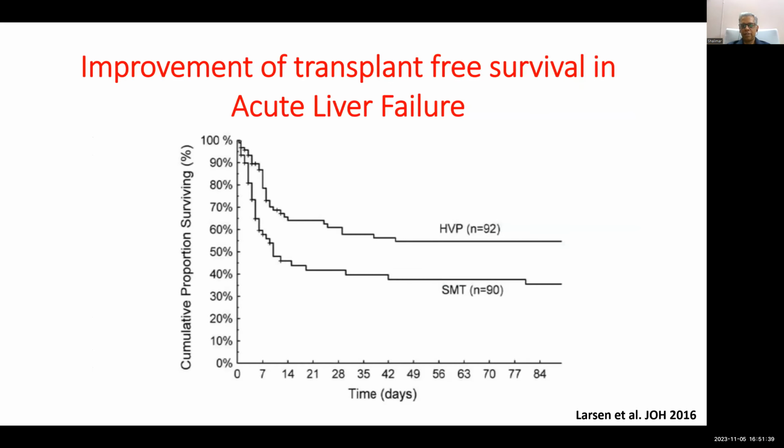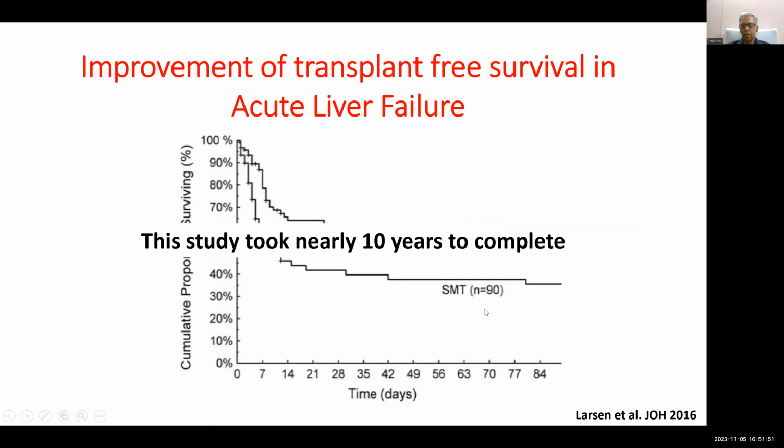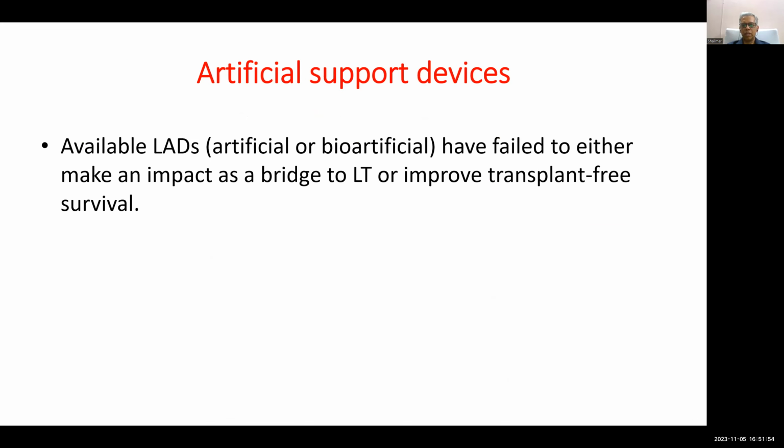There is one randomized control trial, a multicentric study from Europe, which showed that the use of high volume plasma exchange compared to standard medical therapy has been associated with improvement in the outcome. But we still need more data regarding the use of plasma exchange in routine management of patients with acute liver failure. Other liver assist devices which are available, including Prometheus, MARS, and others, have not been shown to improve the outcome, and they don't even help as a bridge to transplant. So there are issues. We need better devices to help in improving the outcomes.